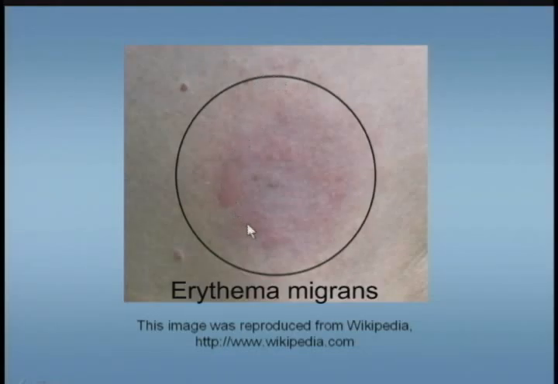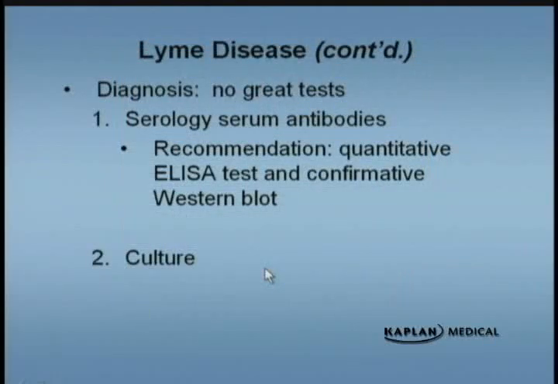And here you see the rash of erythema migrans. It's this reddish area here. Usually the tick bite is in the center, and you can get a little bit of central clearing, and it'd be erythematous and slightly raised. There's no really great test to diagnose Lyme disease, so you probably won't get that as a question. You can get titers and look for antibodies. It's best to do quantitative ELISA and then do a Western blot. You can also culture it.